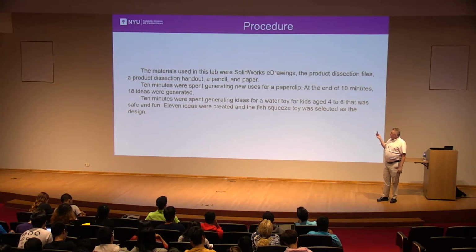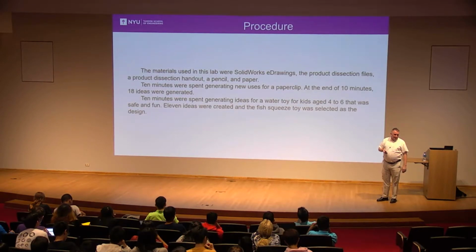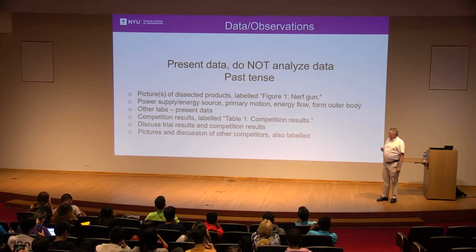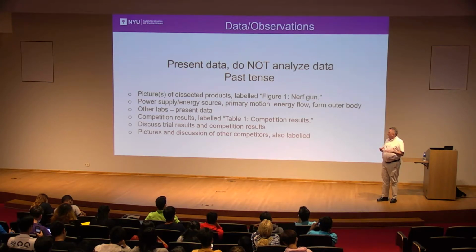This would be an example of the start of a procedure section for Lab 1B. Materials are listed first, then a discussion of the 2 brainstorming sessions that you had for paper clips and for your water toy design. Data and observations, this is where you present your data. You do not analyze your data here, you simply present your data.